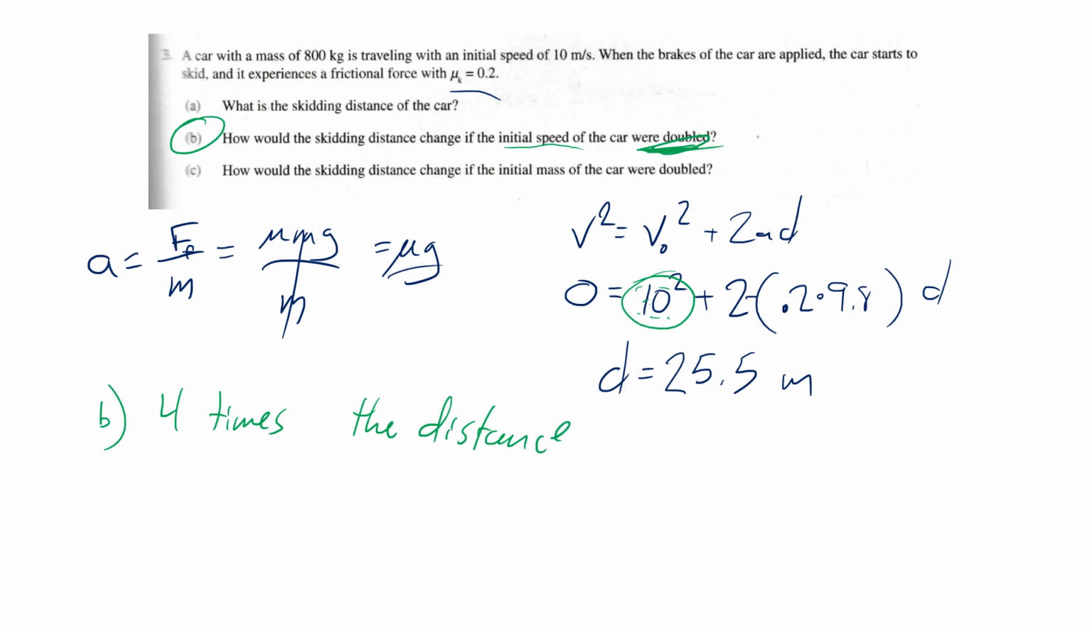Ta-da! 20 squared is 400. 400 divided by all this nonsense. So that's 0.1. Yeah, it's going to be the same. It's going to be that.